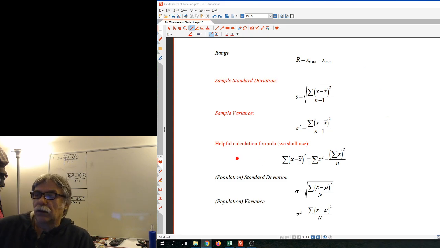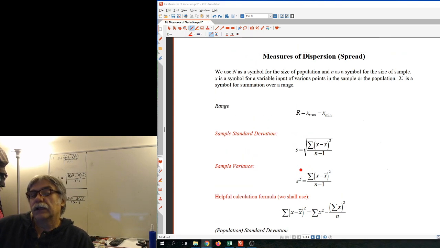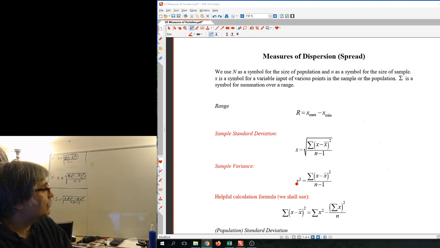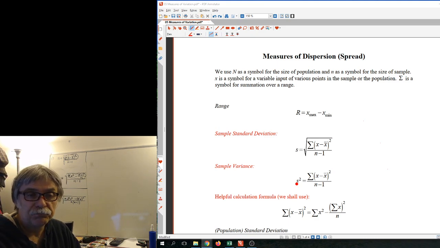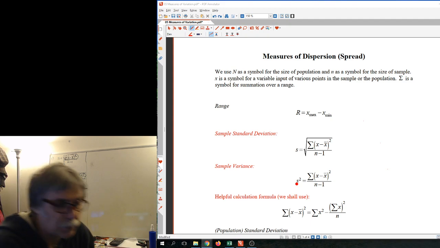Okay, so we already have one measure of dispersion. We introduced that some time ago. We call that measure of dispersion the range. The range as a measure of dispersion is the difference between the biggest and the smallest value in the sample. If you're talking about a population, it's the same thing.